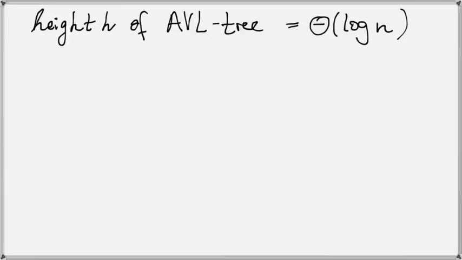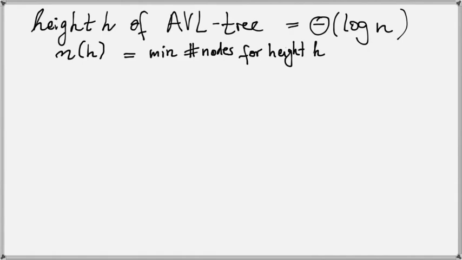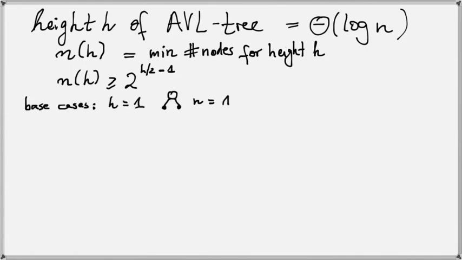So let's prove that the height of an AVL tree is actually of order log n. The trick that we're going to use here: the question we are actually interested in is, given n, how large can h be? But we're going to ask a reverse question: given h, how small could n be? And that then answers our original question. So for that, we are going to define, for a given h, the minimum number of nodes for that height. And the claim is that this is bounded from below by 2 to the h half minus 1.